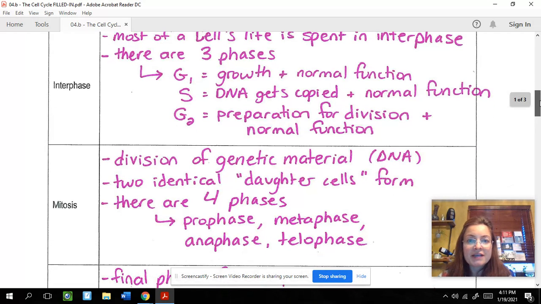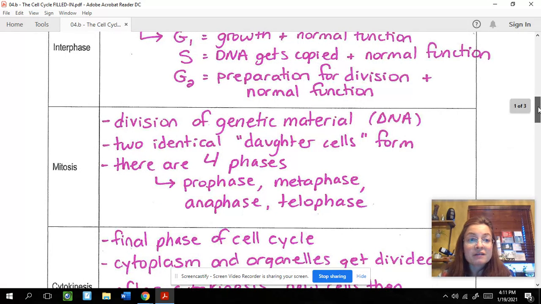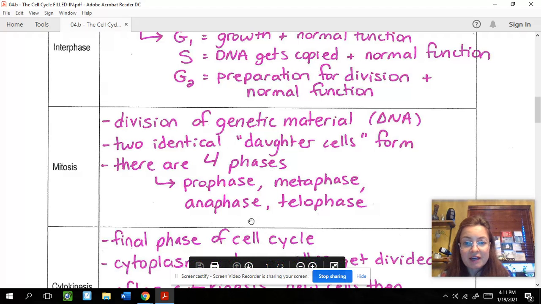So mitosis, part of cell division, mitosis specifically is the division of genetic material, or DNA. Mitosis creates two identical daughter cells, and there's four phases of mitosis: prophase, metaphase, anaphase, and telophase, and we'll discuss what's happening in each of those phases shortly.